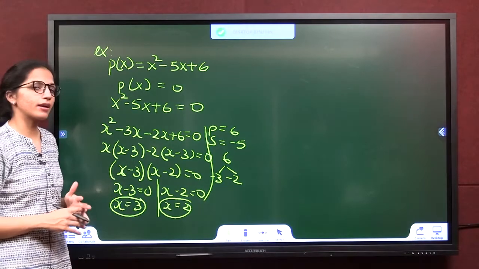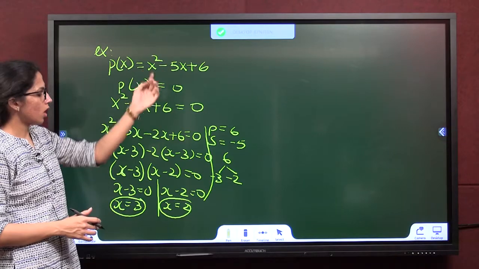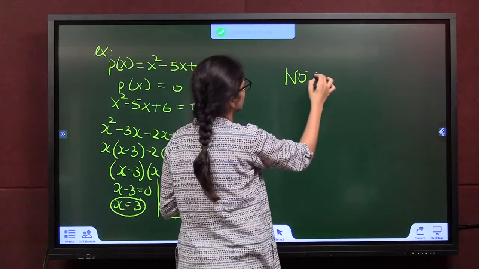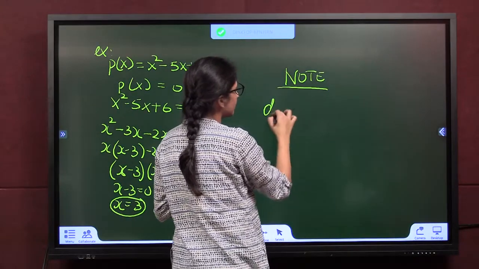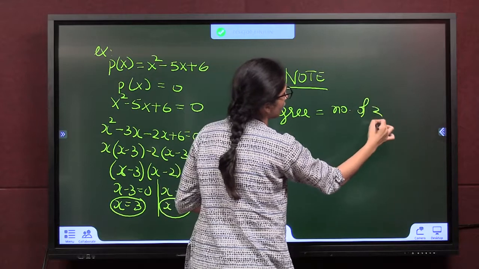Why did I take this example right now? Understand, what is the degree of this expression? 2. 2. How many zeros of the polynomial are there? 2. So write down a note. Whatever is the degree of the polynomial, that will be the total number of zeros of the polynomial.